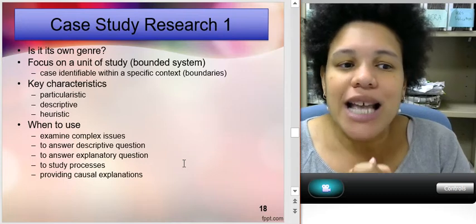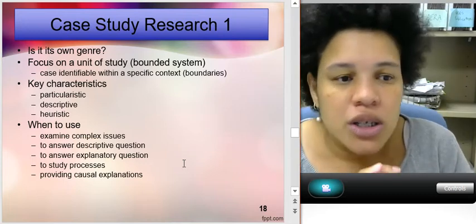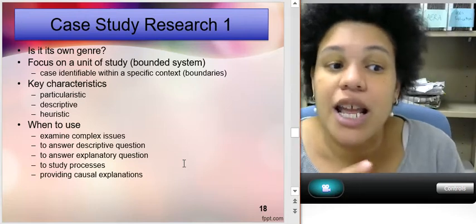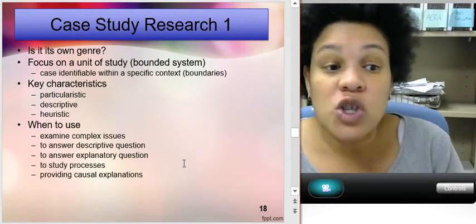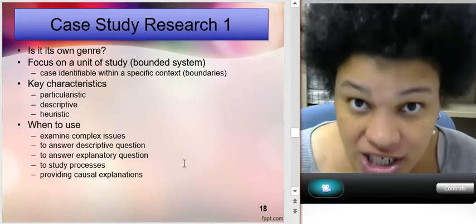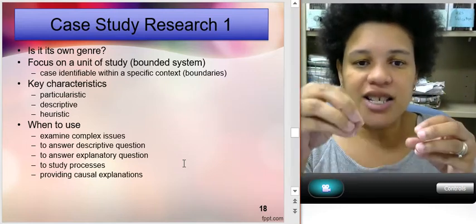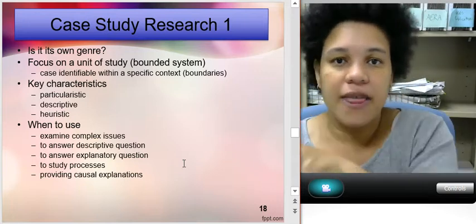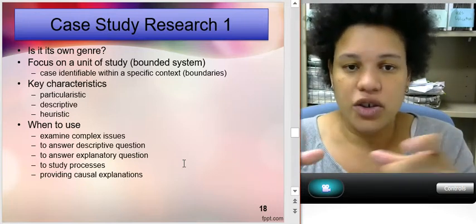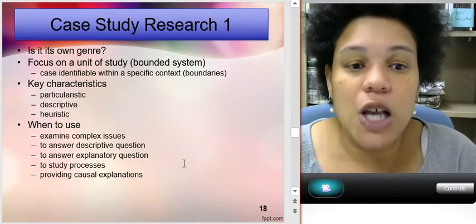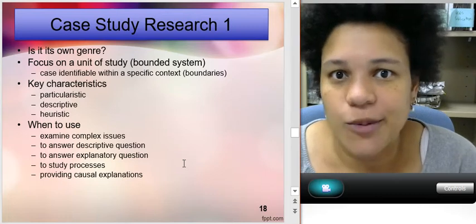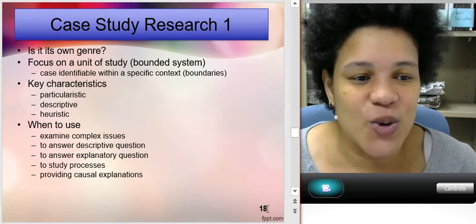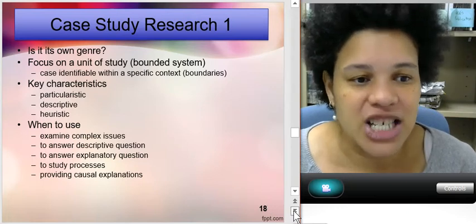We use it to examine complex issues, to answer descriptive questions and explanatory questions, and to study processes. And we can also use it to provide causal explanations, because we are seeing what happened first and then what happened and then, in this setting, during this period of time. And we're asking people, well, why did that happen? And so we can provide causal explanations in that way.